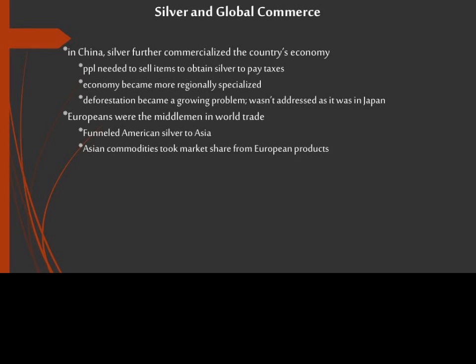And Europeans were essentially the middlemen in this world trade in silver. They funneled American silver to Asia, and Asian commodities took the market share from European products. So the influx of silver that caused inflation also destabilized many societies, leading to a general crisis from Europe all the way to Southeast Asia.